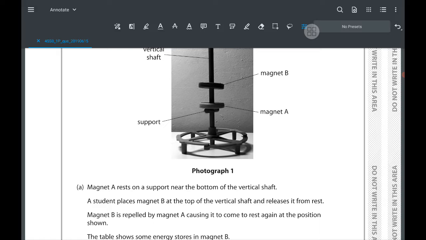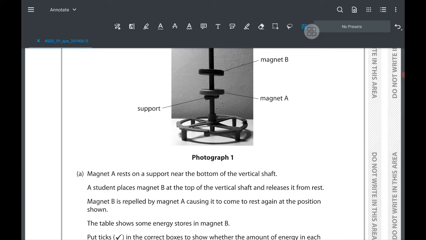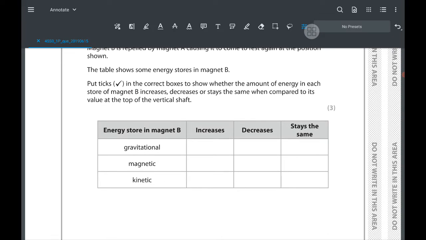The table shows some energy stores in magnet B. So let's look at the question. Energy stores are gravitational, magnetic and kinetic. They want us to mention whether it increases, decreases or stays the same. Put a tick in the correct boxes to show whether the amount of energy in each store of magnet B increases, decreases or stays the same when compared to its value at the top of the vertical shaft.